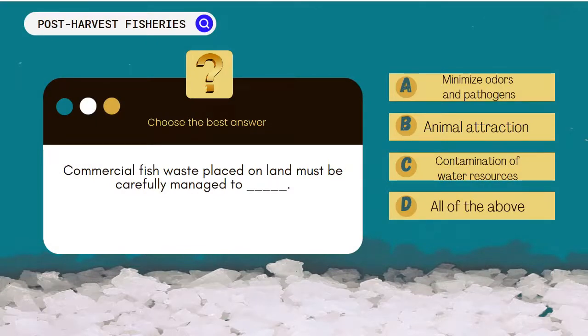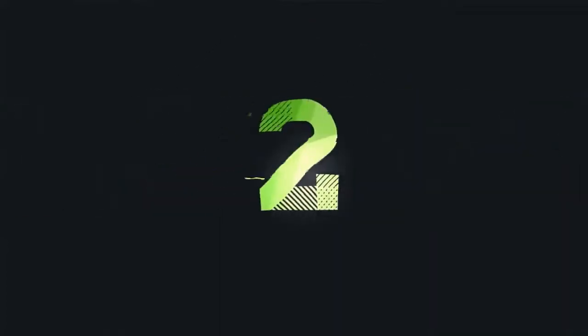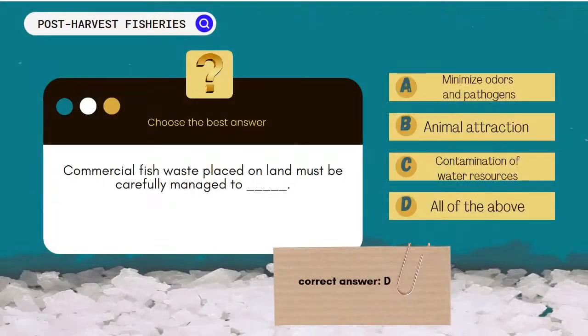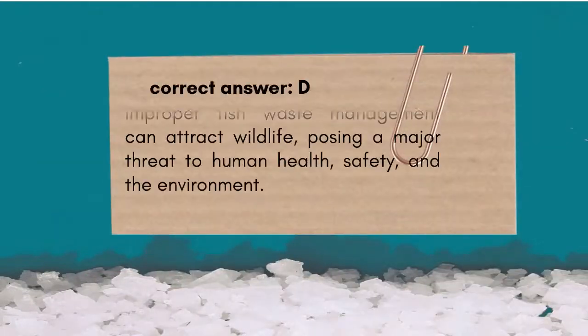Commercial fish waste placed on land must be carefully managed to blank. A. Minimize odors and pathogens. B. Animal attraction. C. Contamination of water resources. D. All of the above. The correct answer is D. Improper fish waste management can attract wildlife, posing a major threat to human health, safety, and the environment.